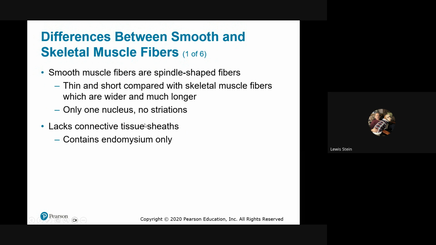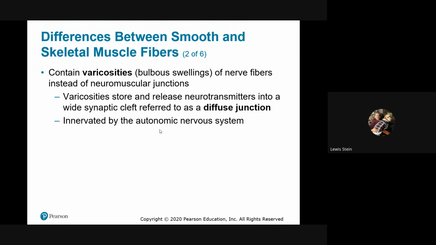They are spindle shaped, meaning they're narrow at the ends, wide in the middle. Thin and short compared with skeletal muscle, which are wider and longer. One nucleus, no, and I would underline, visible striations. Lacks the connective tissue sheaths other than endomysium. So you're not dealing with epimysium, perimysium. We're not looking at that elaborate pattern you saw with skeletal muscle.